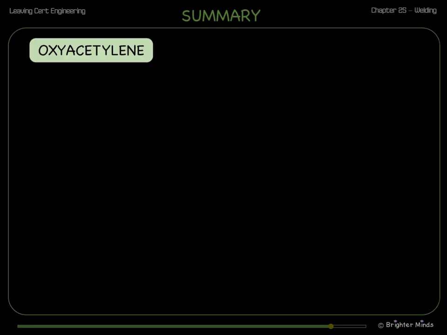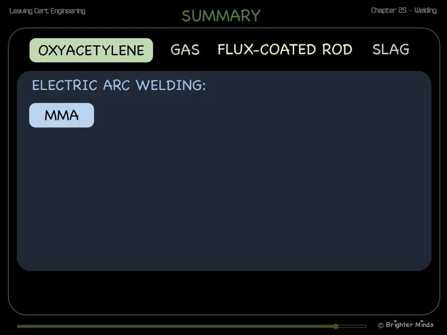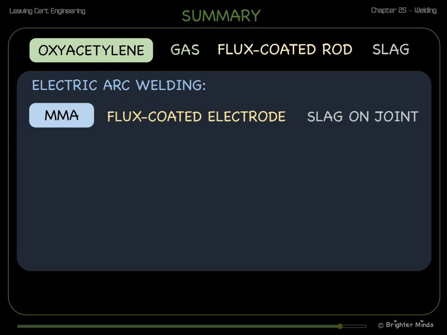Summary: oxyacetylene welding uses a gas flame created from oxygen and acetylene gases and a flux-coated filler rod. A layer of slag forms on top of the joint. MMA, or manual metal arc welding, uses a flux-coated stick electrode to create an electric arc to melt the metals. Slag forms on the joint.